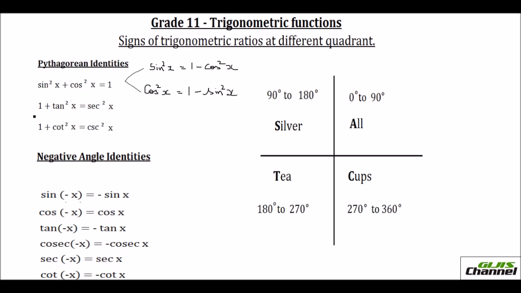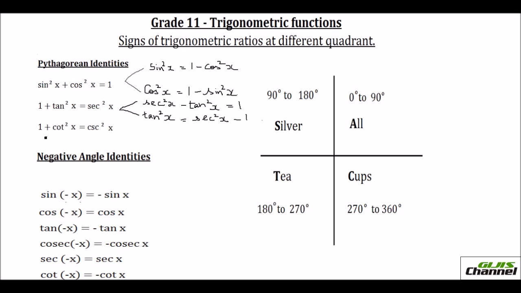Now the next one is 1 plus tan square x is equal to secant square x. This is the second identity. Again from this you can derive two more formulas. One is secant square x minus tan square x equals 1. The next one is your tan square x will be equal to, just bring the 1 to the other side so it becomes minus 1, right? So that will be secant square x minus 1, okay?